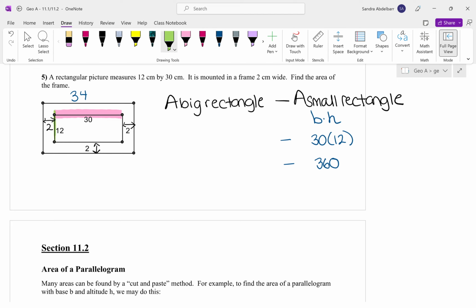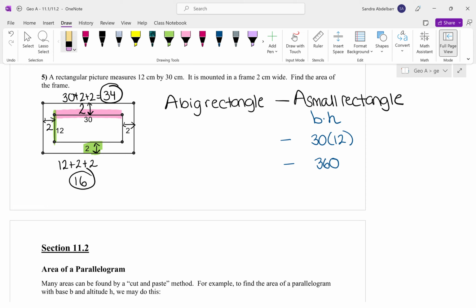Now we're going to do something very similar with the height. Now the height of the small rectangle, just highlighted it in green, is 12. But didn't I tell you there's 2 centimeters height here? And does that mean there's also 2 centimeters on top? So what does that mean our total height is going to be? 12 plus 2 plus 2, which is 16. Tell you how I got that. 34. 30 plus 2 equals 34.